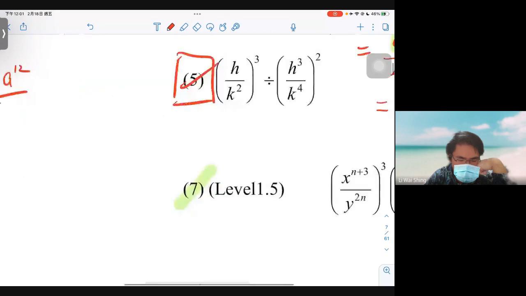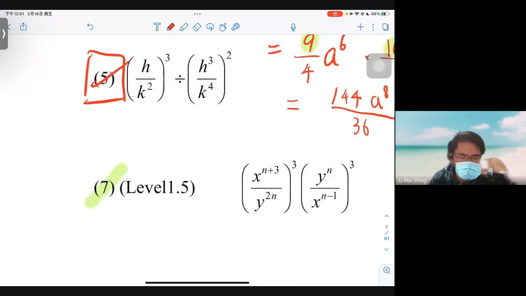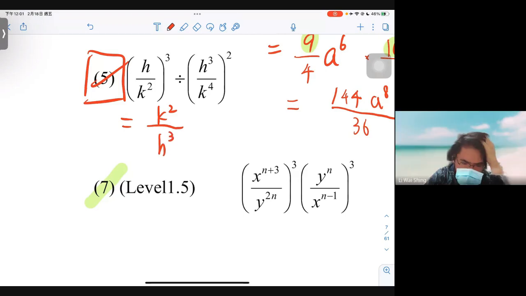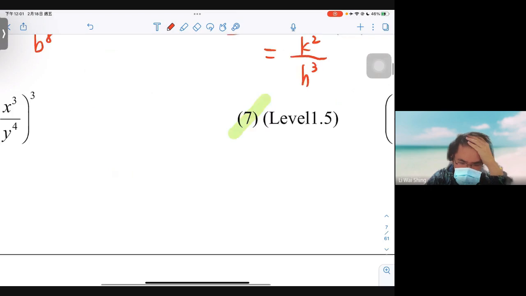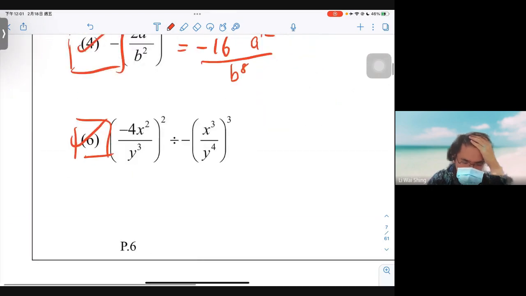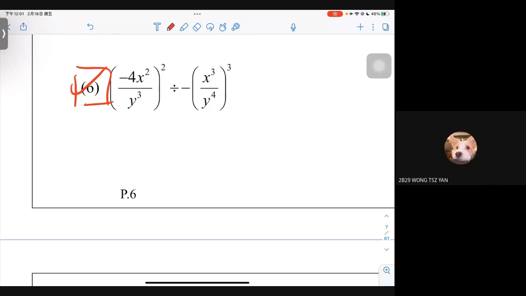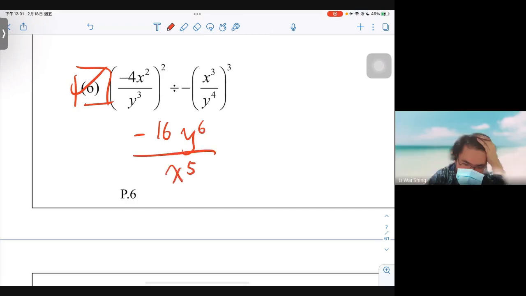Yes, good, perfect. Okay, question 5. The next one, Pahe. K squared over h cubed. Okay, good. So the next one, question 6. Okay, Jian. Minus 16 times y to the power of 6 over x to the power of 5.